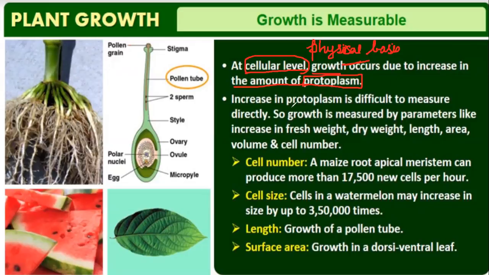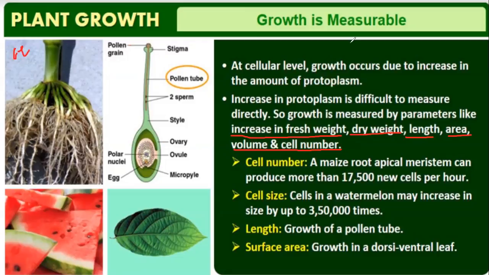This measurement of the protoplasm is difficult. So increase in protoplasm is difficult to measure directly. So we use certain parameters such as increase in fresh weight, dry weight, length, area, volume, and cell number. Suppose you take into consideration this maize plant, the growth of this particular maize plant is measured in terms of the number of new cells, measured by the number of cells that is formed from time to time.